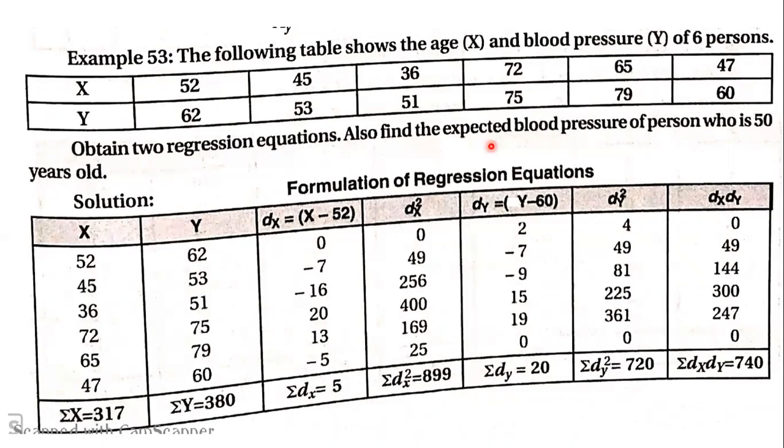Okay. Obtain two regression equations. Also find the expected blood pressure of a person who is 50 years old. Okay, so they have given us the y value. Blood pressure is y, correct? No. They have asked us to find the blood pressure. Age is 50. So they have given us the value of x. So if x is equal to 50, what is y they are asking us?